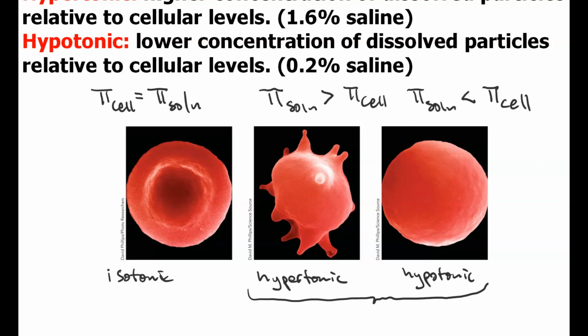Either a hypertonic or a hypotonic situation can lead to cell death. Luckily, cells are able to actively pump water across their membranes, so they can survive for a small amount of time in hypertonic or hypotonic environments.